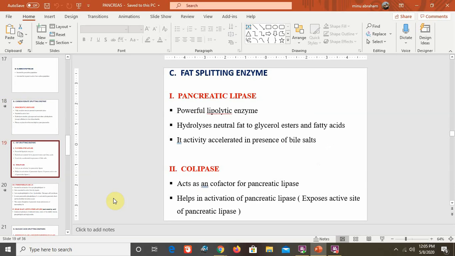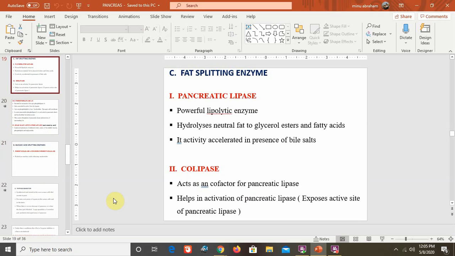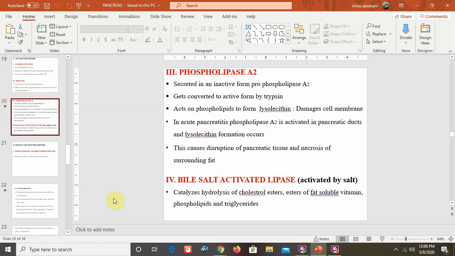Now coming to the fat splitting enzymes. Your fat splitting enzymes include the pancreatic lipase, colipase, phospholipase A2, and bile salt activated lipase. Pancreatic lipase is a powerful lipolytic enzyme, and it mainly hydrolyzes fat to glycerol esters and fatty acids. Now coming to colipase, it acts as a cofactor for pancreatic lipase, and thus helps in the activation of pancreatic lipase. That is, colipase is necessary for the activation of pancreatic lipase.